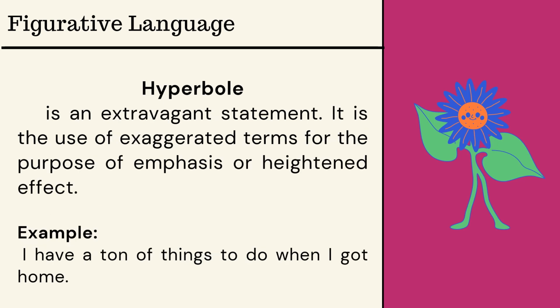Last or next one, we have hyperbole. Well, hyperbole is one of the common figures of speech. So it's exaggerating. For example, I have a ton of things to do when I get home. Instead of just saying many, a lot, 20, diba? We say a ton. Or could also say, I could eat a horse. That's hyperbole. Eat a horse.